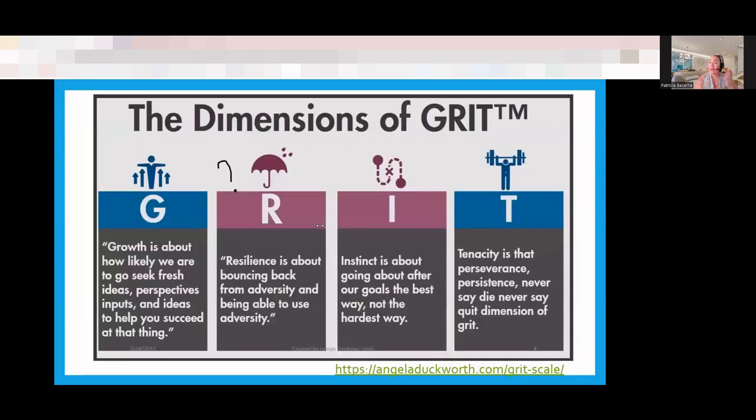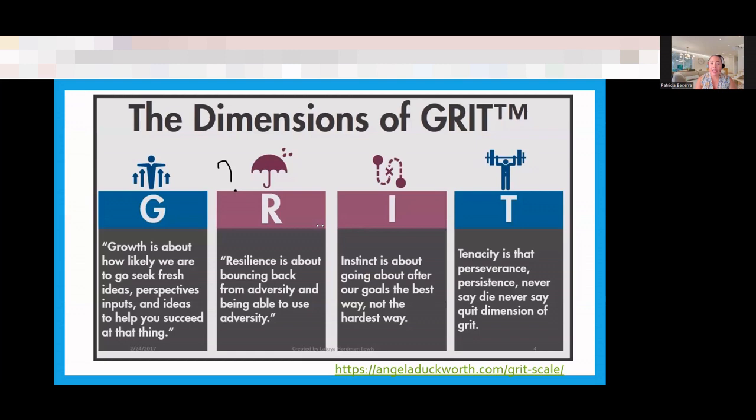So again, when we just kind of use the word grit, even using that as an acronym. So G stands for growth. How likely are we to go seek fresh ideas, perspectives, inputs, and new ideas? And college is a perfect time to do that. College is a perfect time for a student to recognize, okay, I might fail at this, but this also is going to help me grow in my own personal character. R is for resilience. How can I increase my resilience? So it's about bouncing back from adversity and being able to use the adversity to move forward.